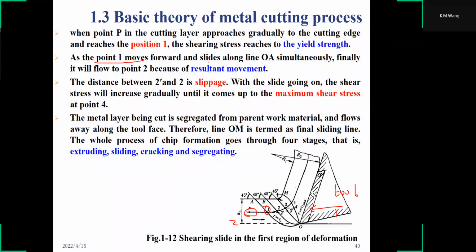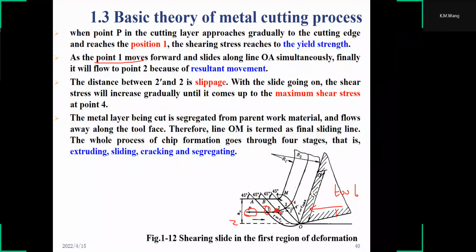At point one, it moves forward and slides along OA. Finally, it will arrive at point two because of the resultant movement. With the slip going on, the shear stress will increase gradually until it reaches the maximal shear stress at point four.